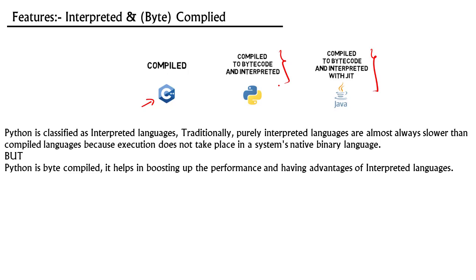First of all, let's have some toolkits so that we can write some code, and then you'll understand how execution in Python works. Python is byte compiled and it helps boost the performance. It is not only interpreted. It's byte compiled, but it's classified as interpreted because most of the features are of interpreted languages. So it boosts up the performance, and it also has the advantages of interpreted languages. I hope you got it.